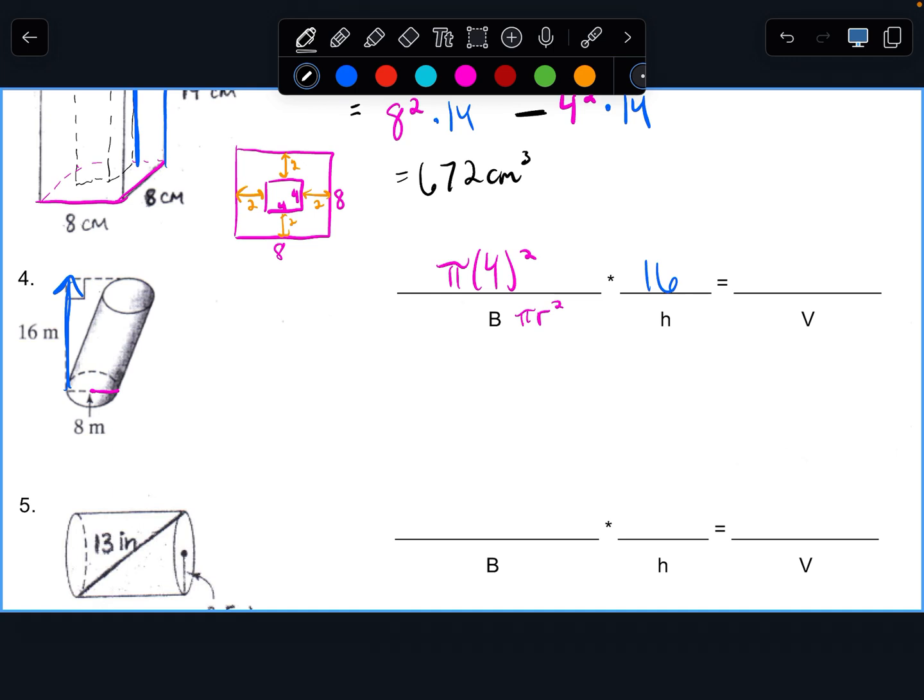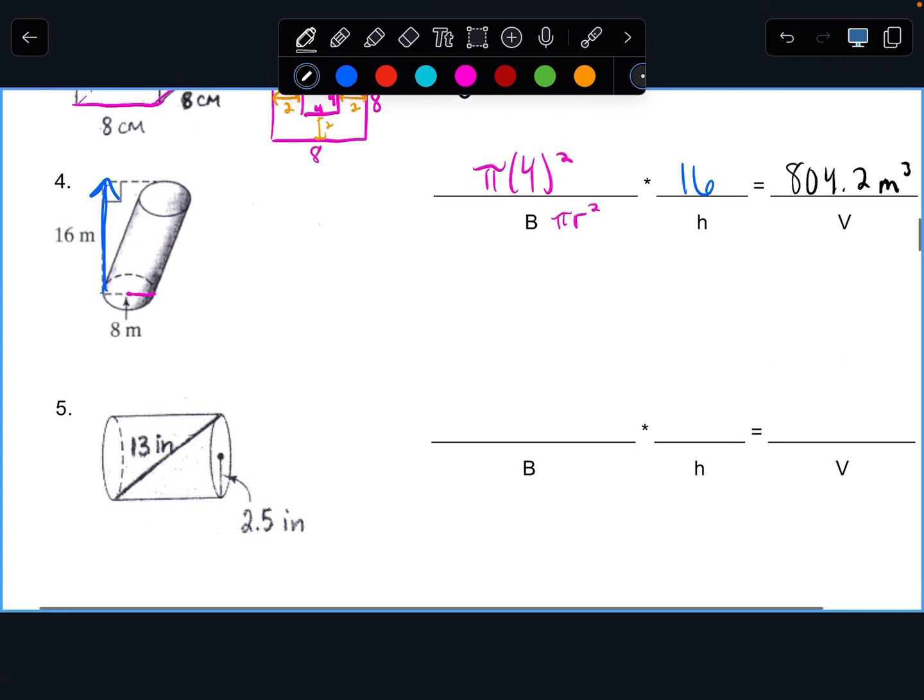Okay. Yeah, go ahead. Why did you ask? You do 4.2 meters cubed. Okay. All right, so slanted ones, just perpendicular, okay?